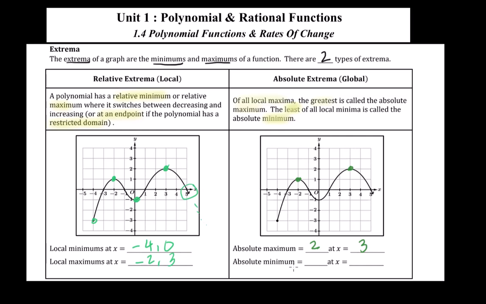Do we have an absolute minimum? No, we do not, because this is an endpoint, but on the right side you can see the graph extending all the way to the right. Then we cannot assume this is the absolute minimum, so that will be none. Or you can write NA.